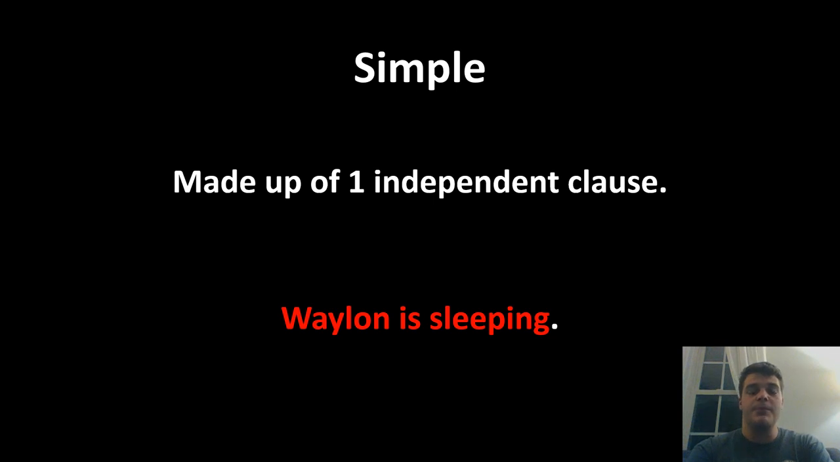Okay, a simple sentence is made up of one single independent clause. So even though this isn't true, a simple sentence could be "Waylon is sleeping." We have one subject, Waylon, and one predicate, is sleeping. And there are no conjunctions there at all.